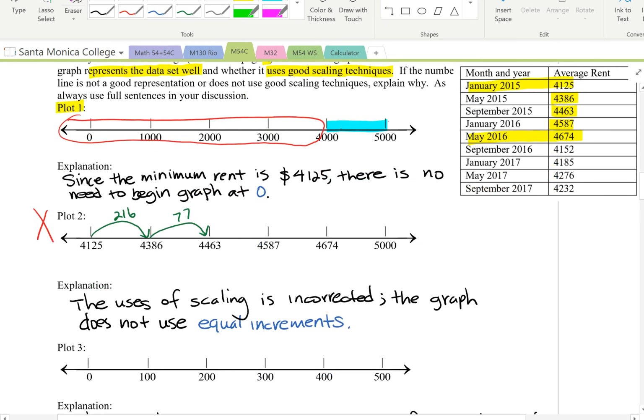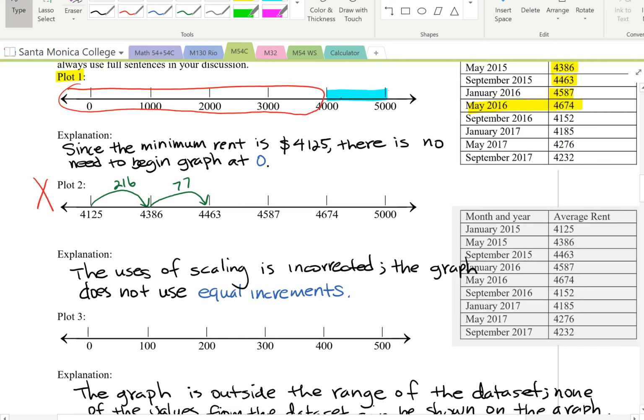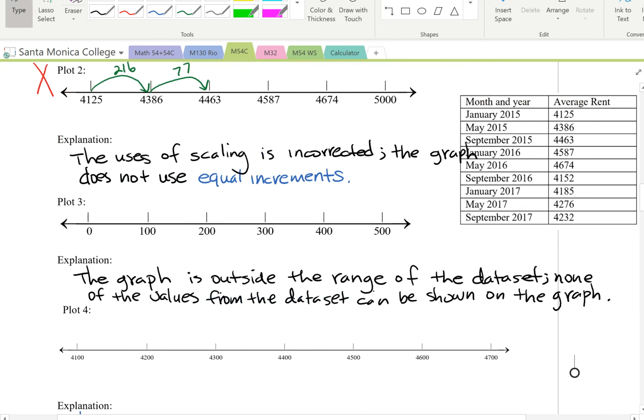Okay, let's look at plot 3. Let me put the data down here so we can see them. In plot 3 here, I noticed that my graph goes from 0 to 500. Wait a minute, my rent is always from 4,000 to 5,000 in that period, but 0 to 500 is totally outside the range of my data points. So if I would plot them, none of my data will show on the plot here. So therefore, this is a bad graph as well. The graph is outside the range of the data set. If I would graph them, none of the values from the data set can be shown on the graph. So this is a really bad one as well.